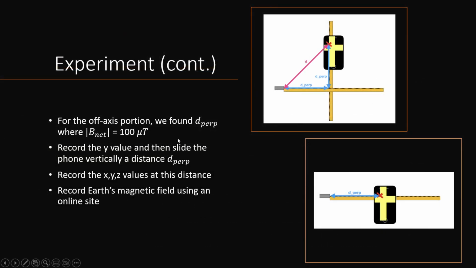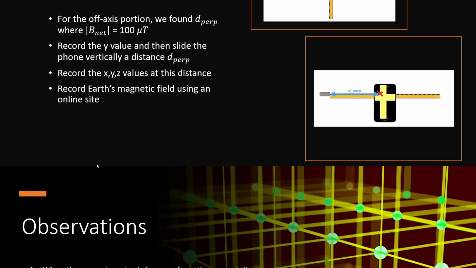For our off-axis portion, we found a distance d perp where the magnitude of the magnetic field was 100 microteslas. We recorded the y value, then slid it up another distance d perp, and recorded the xyz values at this distance. Then we found Earth's magnetic field, the y component, from an online site.